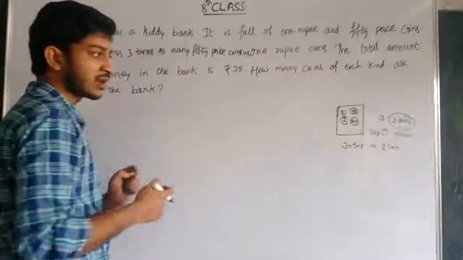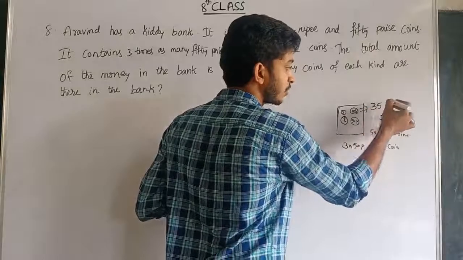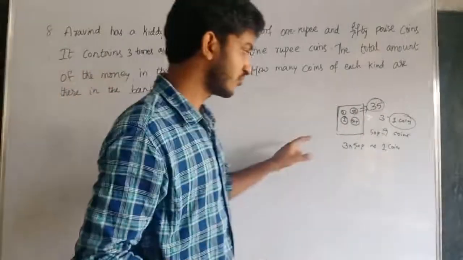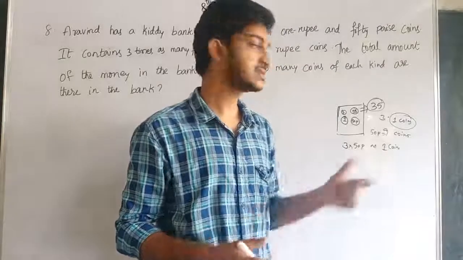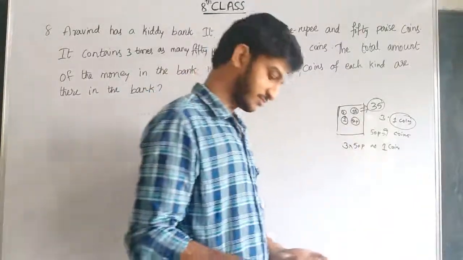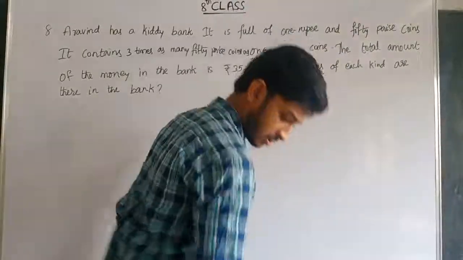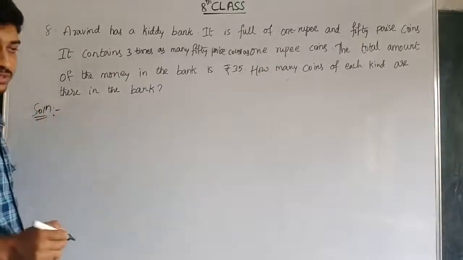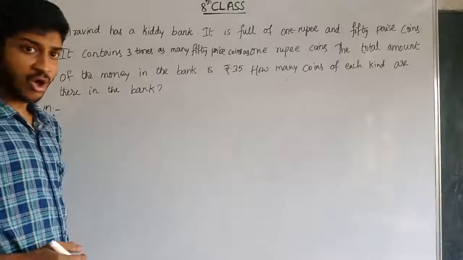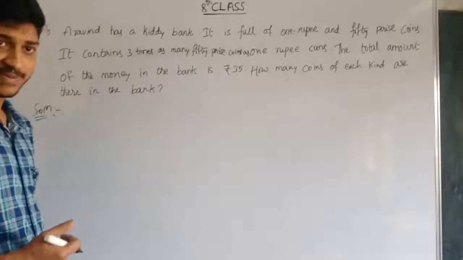Now the total amount in the bank is 35 rupees. How many coins of each kind are there in the box? So we have to find how many 1 rupee coins and how many 50 paisa coins are there in this kiddie bank. We don't know how many of each there are.